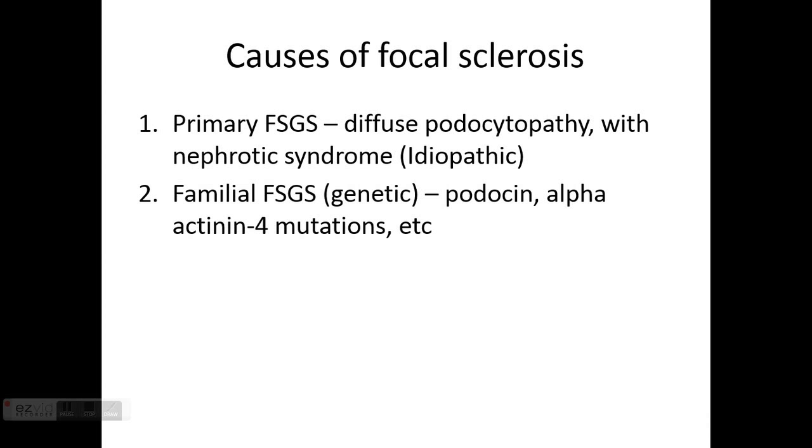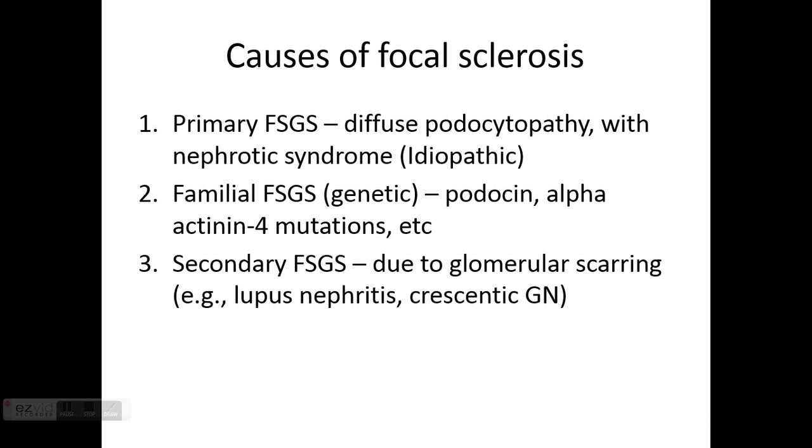Some patients have familial or genetic focal sclerosis, so the genes for different proteins that constitute the podocytes or filtration membrane can be involved, and some of them include podocin or alpha-actinin 4 and so on. So a number of them have been described in the literature.